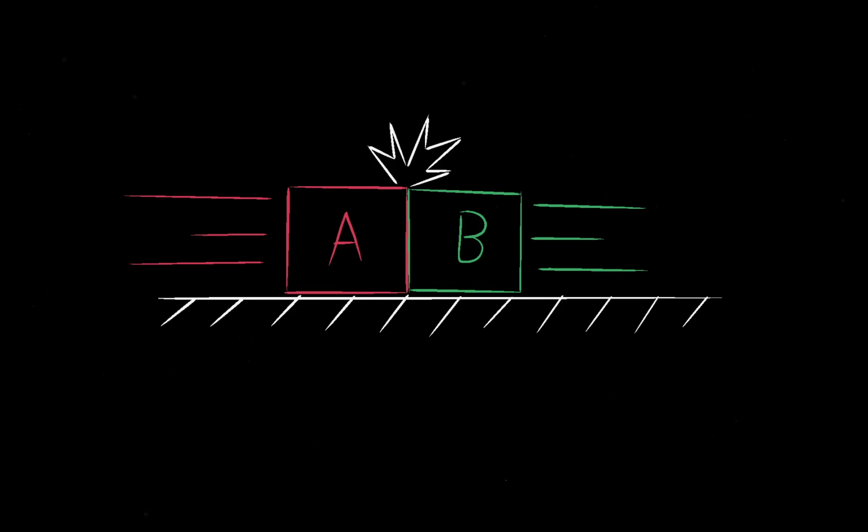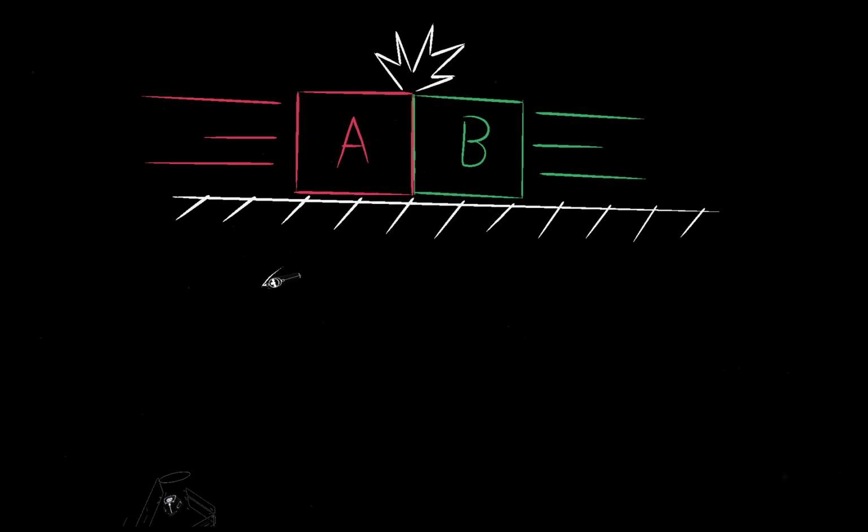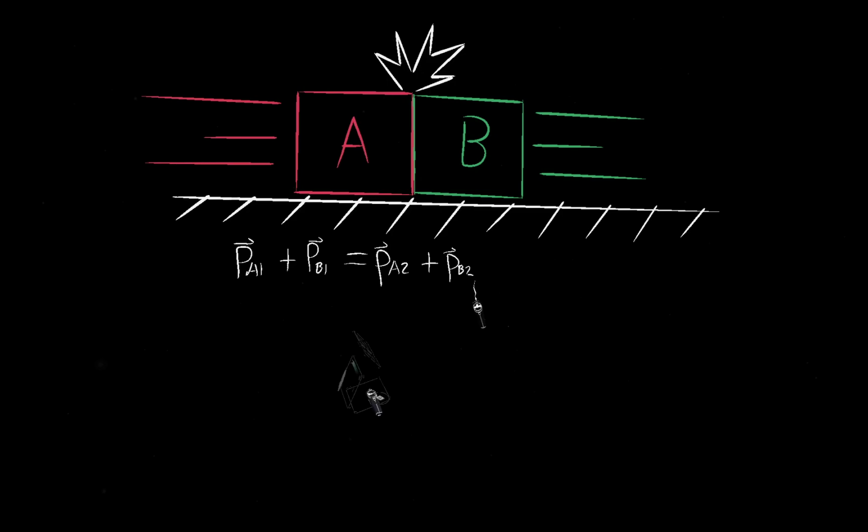Remember, when momentum is conserved, it just means that the total momentum of the system isn't changing from one moment to the next. This means that we can pick a moment before the collision, say of these two objects here, A and B, and then a moment after they collide, and set their combined before and after momentum equal to each other. So moment 1 is before the collision, and moment 2 is after. So we can have the momentum of A before plus the momentum of B before set equal to the momentum of A after plus the momentum of B after.